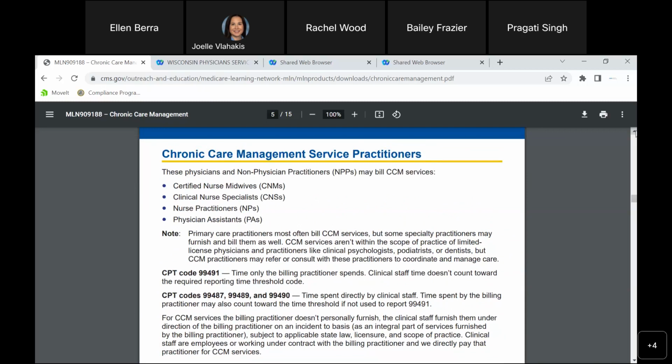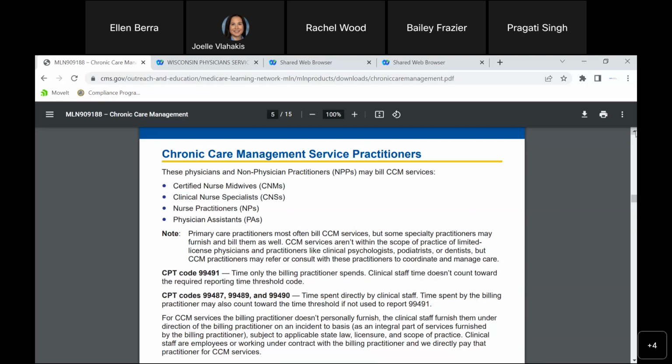Generally speaking, the services are going to be provided by your clinical staff. Now, that doesn't mean that your physicians and practitioners are not going to be providing services. They obviously are going to be providing general supervision over that clinical staff, but they also could provide other services during the month for which you're billing for these services.